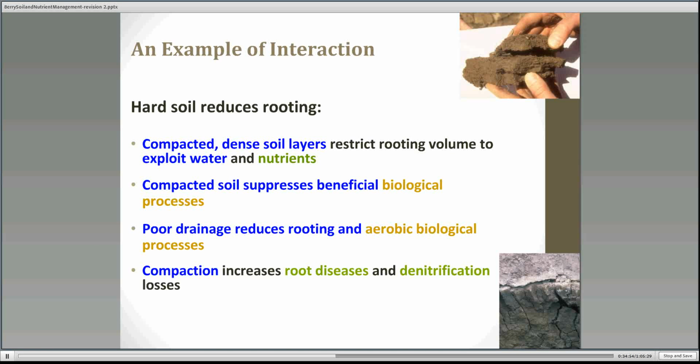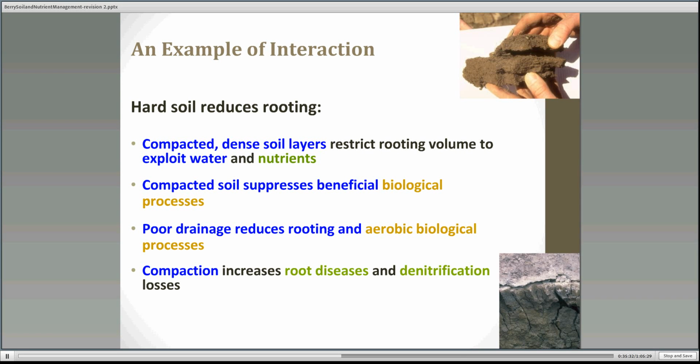So some of the interactions, and this is what the soil health test will help delineate or help make obvious, is that some of the things they will indicate to you will have interaction. And so hard soil reduces rooting, but why does that happen? It could be compacted dense soil layers restrict rooting volume, and then the plants are not able to exploit water and nutrients the way they should be. Compacted soil can also suppress beneficial biological processes.